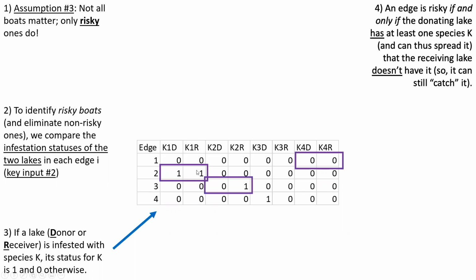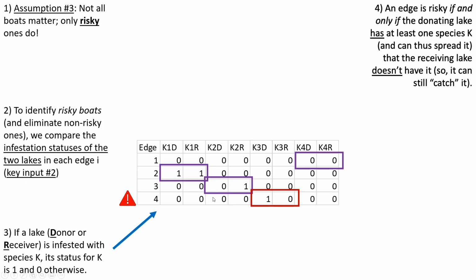In the third scenario, the donating lake doesn't have the species we're thinking about. That's a 0, but the receiving lake does have it. Well, gosh, this is the opposite of risky, right? The wrong lakes here are susceptible and infectious. So we wouldn't consider this edge risky either. In the fourth scenario, we have one that's the opposite of the third scenario. Here, the donating lake does have the species, it's a 1. The receiving lake doesn't have the species, it's a 0. This edge is the one that's going to be risky.